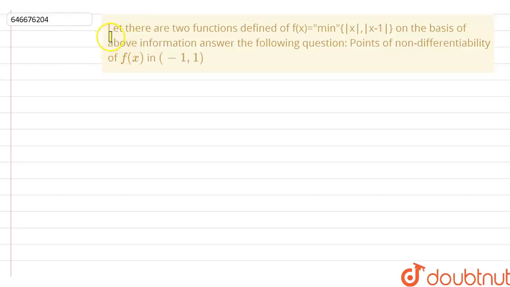Hello everyone. So here we have a question. Let there be two functions defined, f(x) is equal to the minimum of |x| and |x - 1|. On the basis of the above information, answer the following question: which is the point of non-differentiability of the function in the open interval -1 to 1? So basically this is the function. We have to find the minimum of these functions, |x| and |x - 1|.